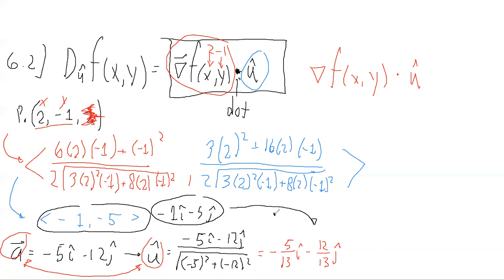You're going to do the dot product with this vector, because this right here is your gradient vector of f of x, y, evaluated at the point, where this will be 2 and this will be negative 1. And this right here is your unit vector.